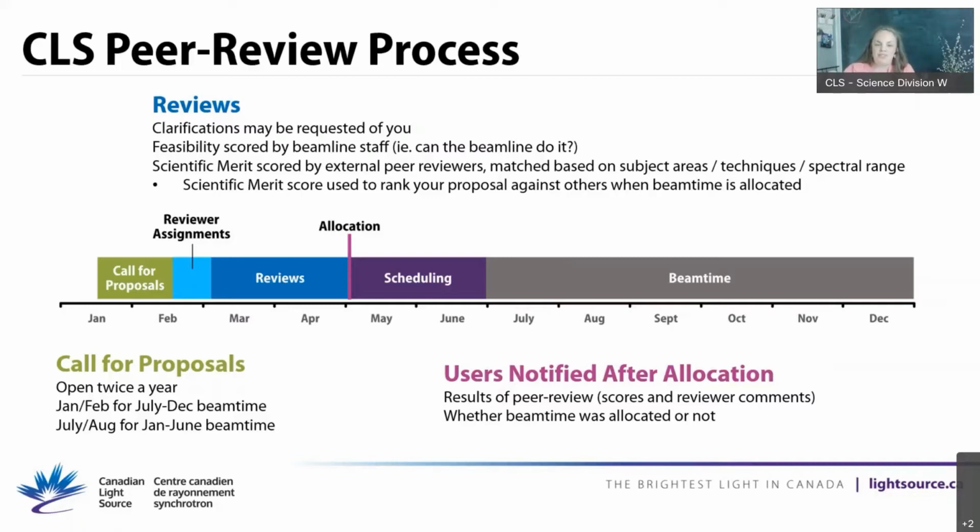Then your proposal goes into the scientific peer review. Each proposal is assigned to a peer review committee member, and that PRC member assigns it to external reviewers. Once we have all of the scores for scientific merit assembled, we can rank the proposals and allocate beam time to the highest scoring proposals. After that point, we'll notify you of the results of the peer review, and then you'll be contacted by Beamline staff if you were allocated beam time to arrange scheduling during the beam time period.